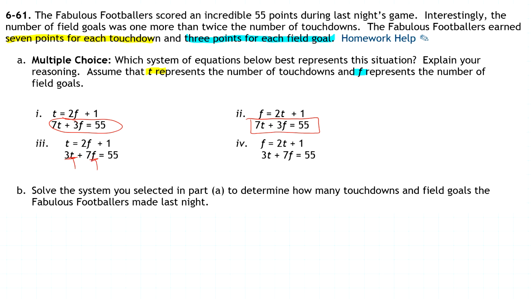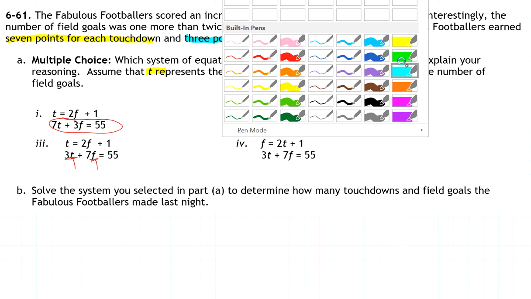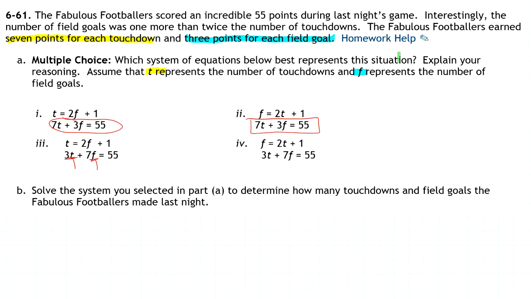The other thing that we're told, and let me grab a different color for this, it says that, interestingly, the number of field goals was one more than twice the number of touchdowns. So field goals was one more than twice the number of touchdowns, and actually that's this equation, right? Field goals is twice the touchdowns plus one more, so that's one more than twice the number of touchdowns. So the choice for the first one is choice I. This system of equations tracks that.